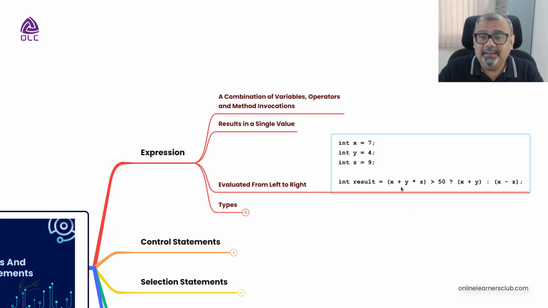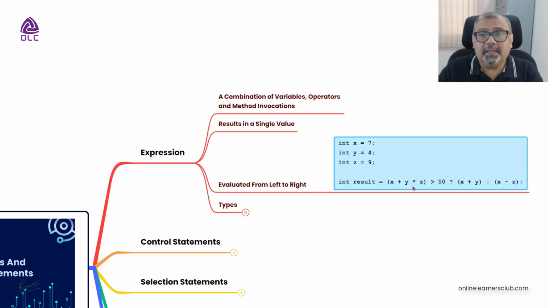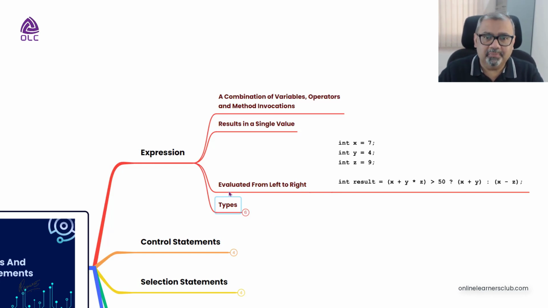Now we see it gets evaluated from left to right, which means first this x plus y into z gets executed, and then if it is greater than 50, then the next gets executed, something like this. So this is the simple mechanism, and of course you can group the variables inside the expression with parentheses, which we already saw, and that decides the precedence of the operators. So this is very much important. Now this is evaluated from left to right.